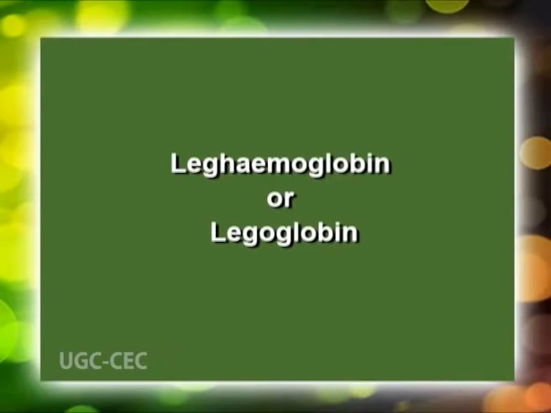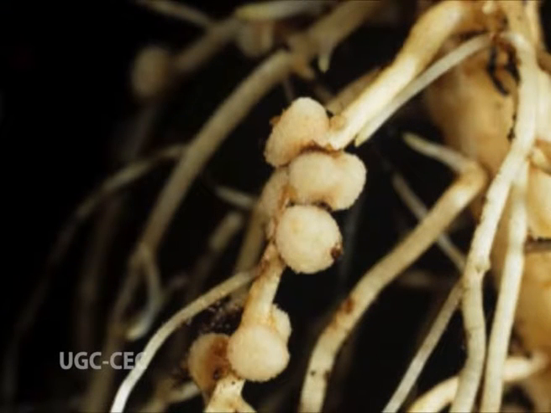Leghemoglobin, or legoglobin, is an oxygen carrier. It is a hemoprotein found in the nitrogen fixing root nodules of leguminous plants. It is produced by legumes in response to the roots being colonized by nitrogen fixing bacteria termed rhizobia as a part of the symbiotic interaction between plant and bacterium. Roots not colonized by rhizobium do not synthesize leghemoglobin.